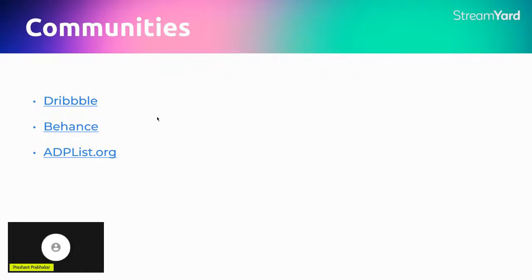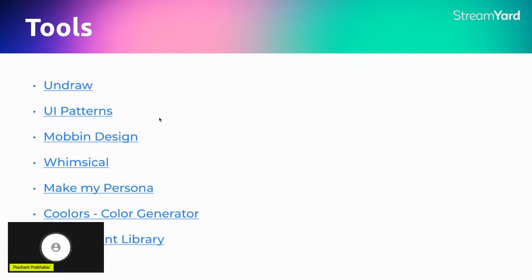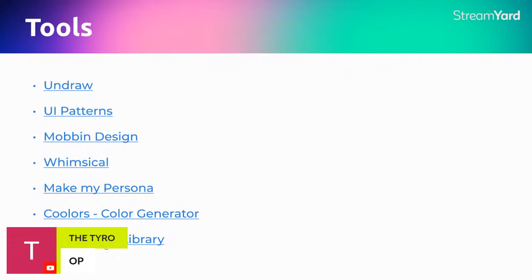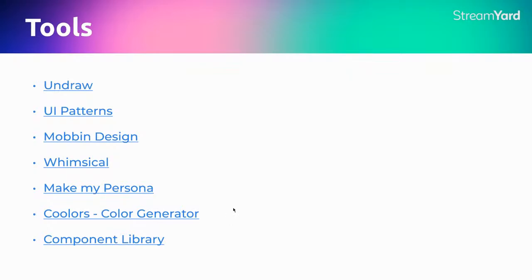Here are some other tools besides Figma that can make your life a bit easier. This website is very cool, Coolors. It generates color palettes for you, very good colors. Make My Persona is the UX thing. Then there's Whimsical. There is Component Library. There are so many other websites or tools.